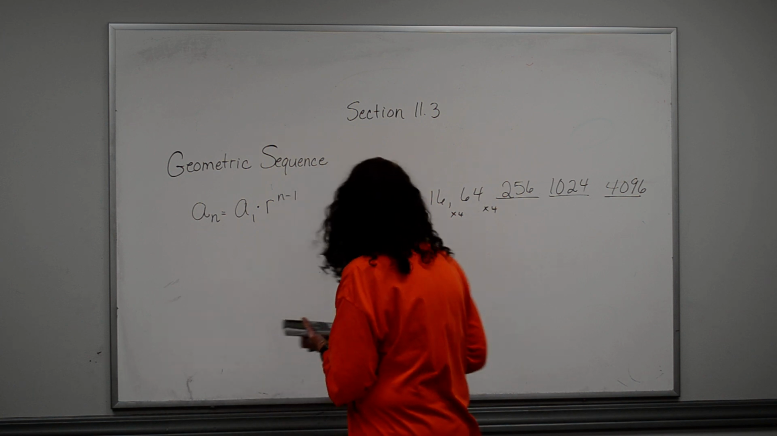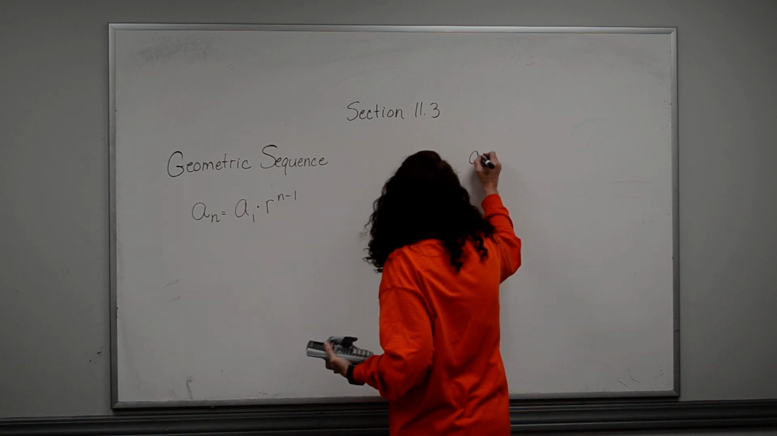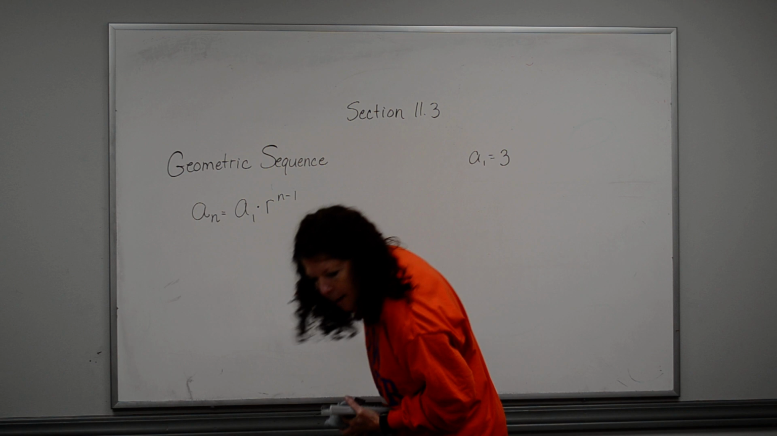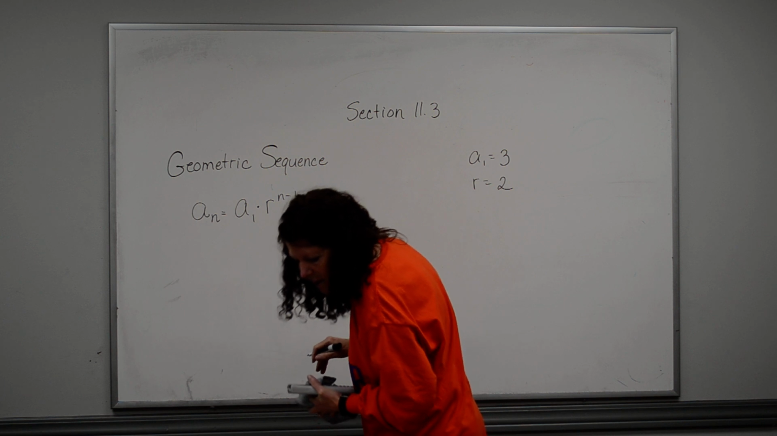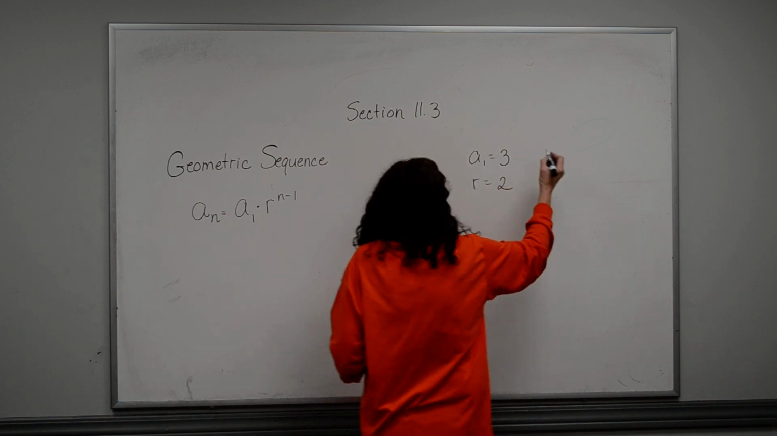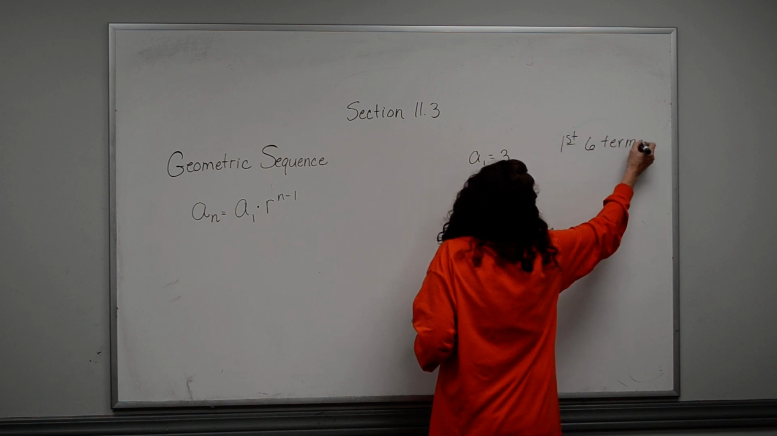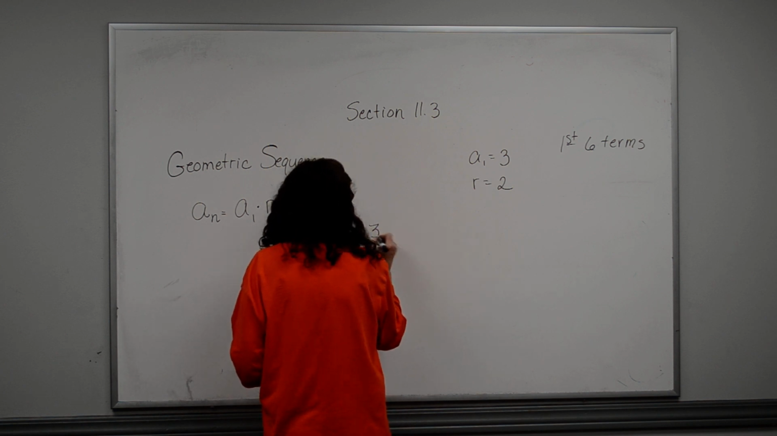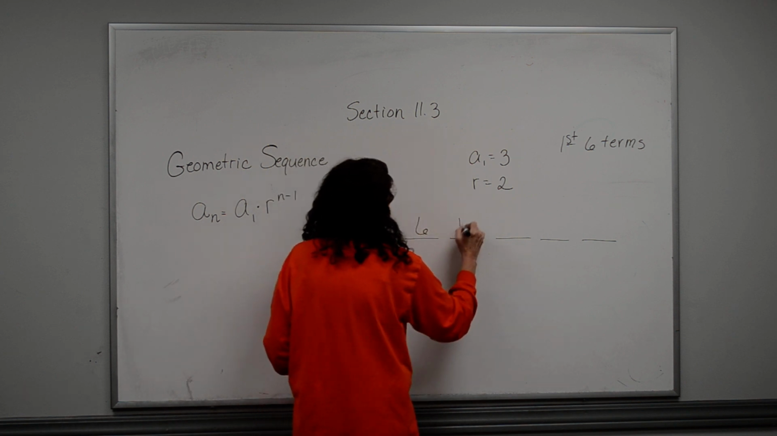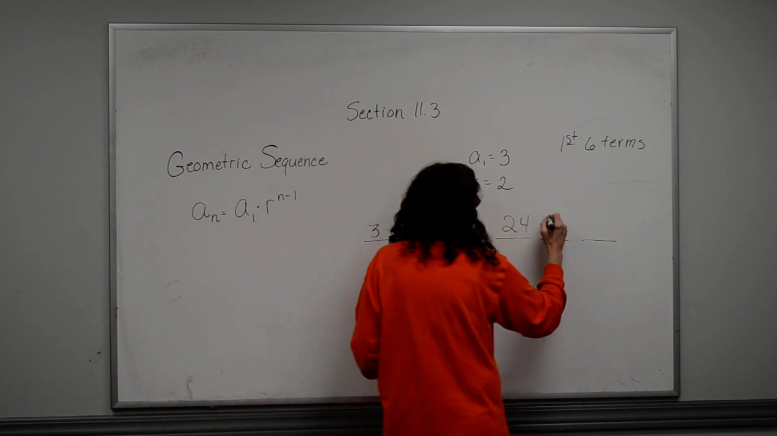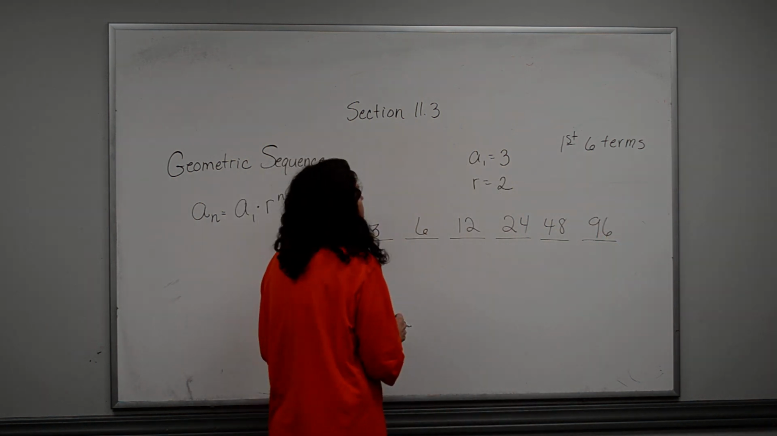Or they might say a sub 1 is equal to 3, the common ratio is 2, and they want you to find the first 6 terms. Okay, that might be one thing they ask. So I would start out with 3. I would multiply by 2, multiply by 2, multiply by 2, multiply by 2, and multiply by 2. So that would be the first 6 terms if they ask for that.